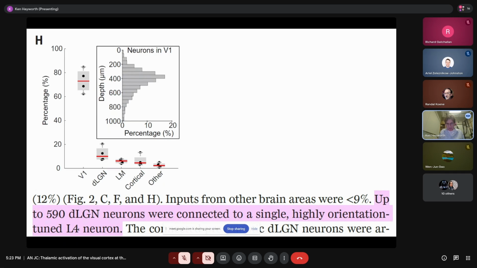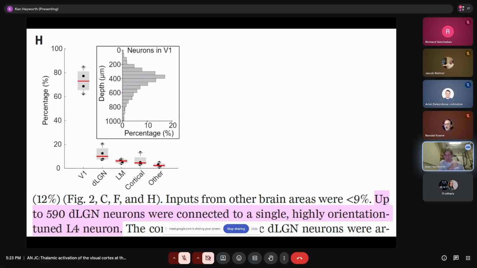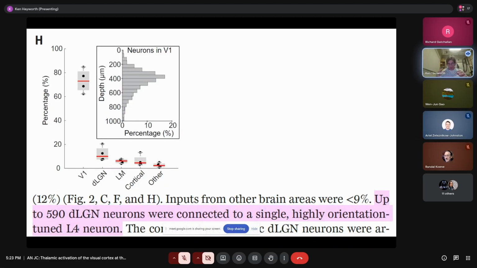I knew this. It says this in all the textbooks, but it is always surprising to learn that the actual input, as opposed to recurrent connectivity, is only about 10%. So the vast majority of what's happening in the cortex, even at this layer 4, is recurrent connectivity. And it's really the only connection to the eyeball is through this LGN, 10%.